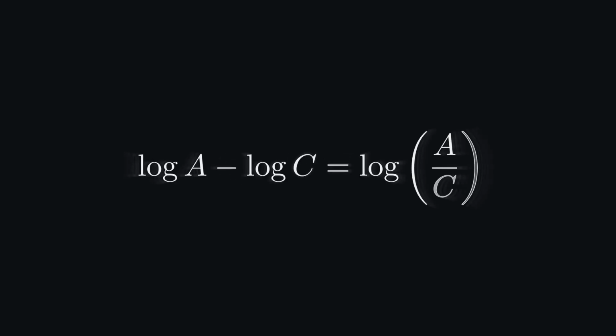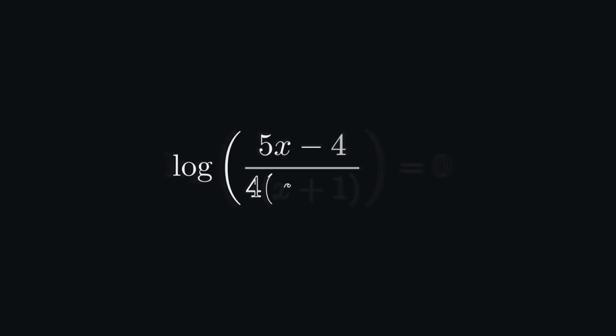Next, we will apply the quotient law. The quotient law states that the difference of two logs is the log of their quotient. So, we can express our equation as log of the fraction 5x minus 4 over 4 times x plus 1 equals 0.